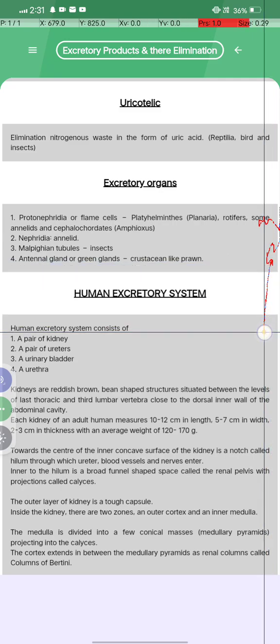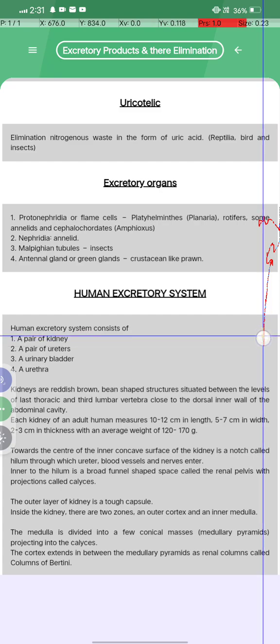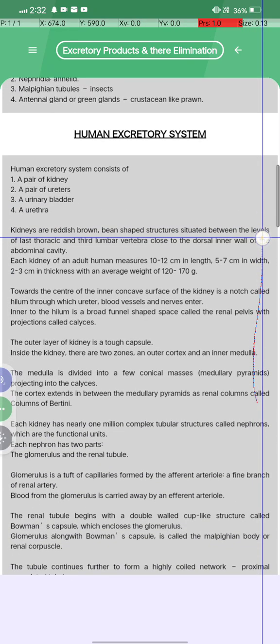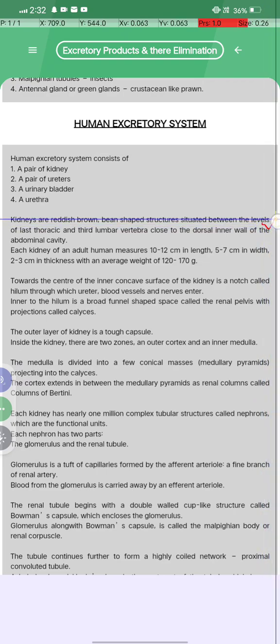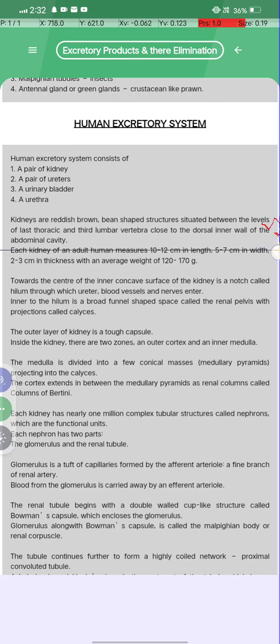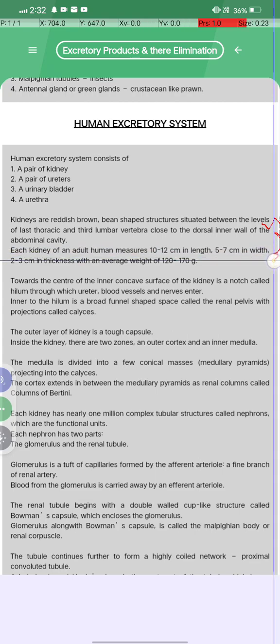Human excretory system. The human excretory system consists of a pair of kidneys, a pair of ureters, the urinary bladder and the urethra. Kidneys are reddish brown and bean shaped, situated between the level of the last thoracic and third lumbar vertebrae, close to the dorsal inner wall of the abdominal cavity.